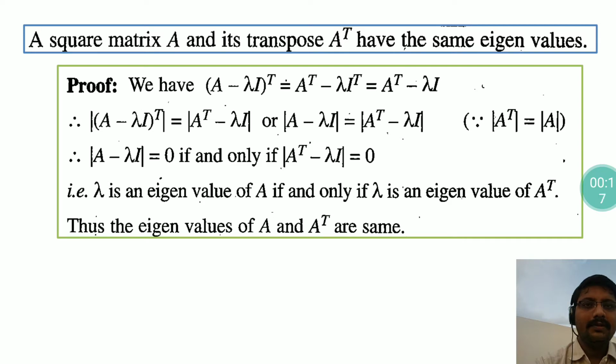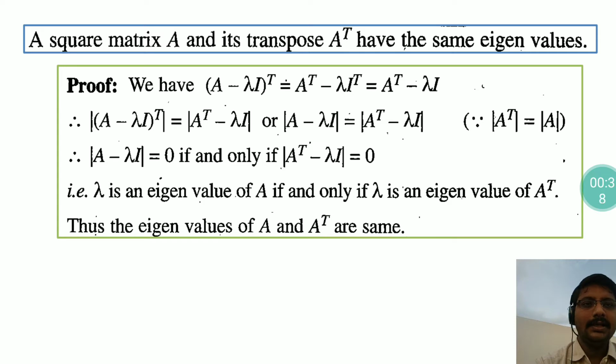Square matrix means if the rows and columns are equal, then the matrix A is called a square matrix. Transpose, which is obtained by interchanging rows and columns, is called the transpose of a matrix. Both the matrices have the same eigenvalues.